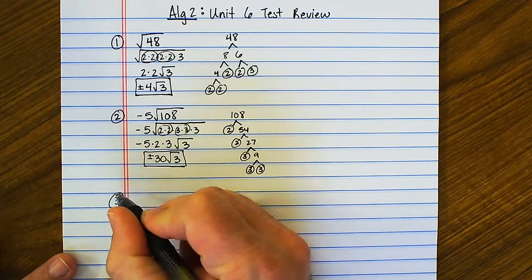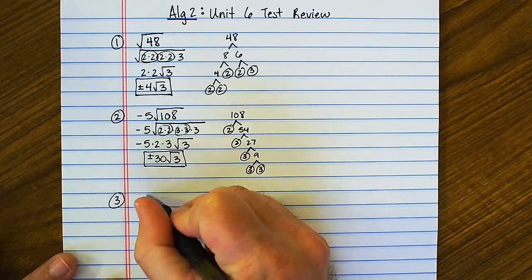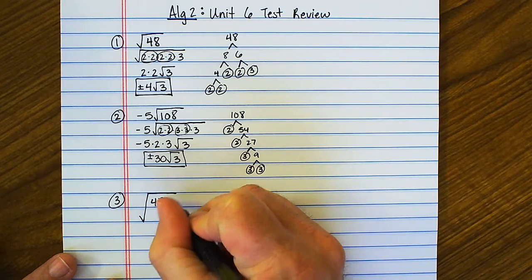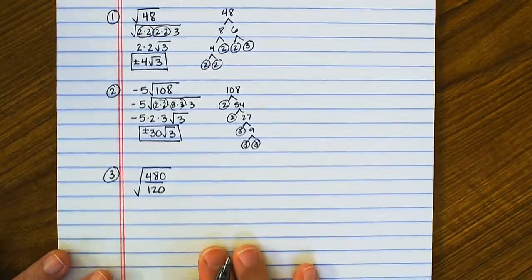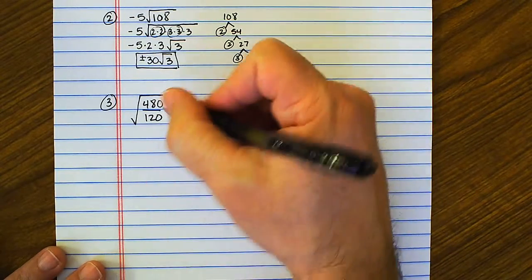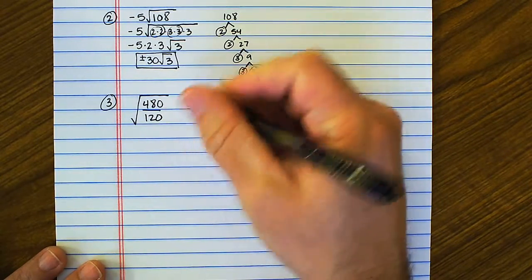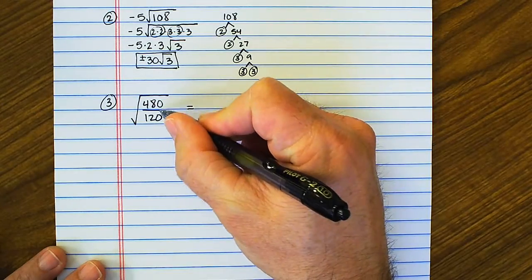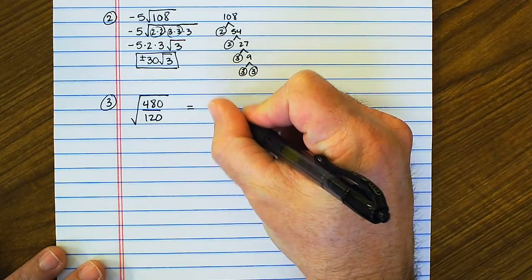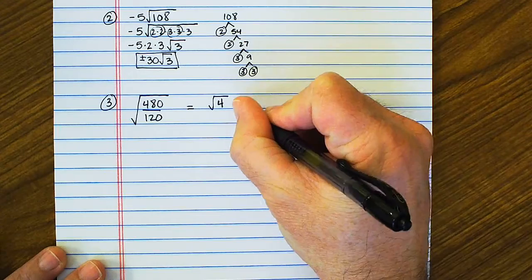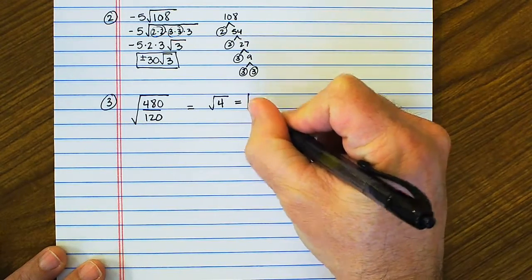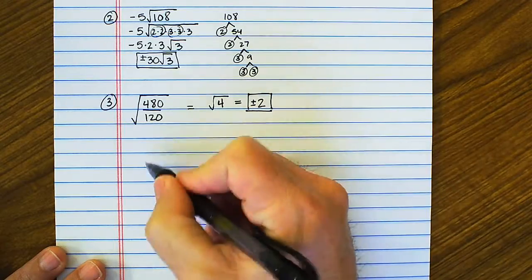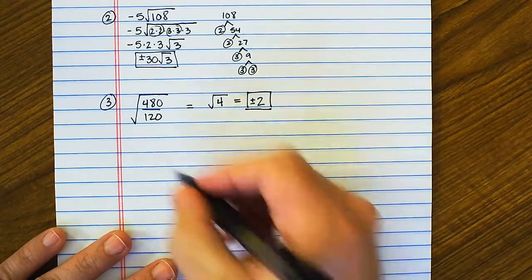Number 3, we've got radical 480 over 120. You know, honestly, just to show you this real quick, this won't normally happen. 480 divided by 120 is 4, so this is just radical 4, which is a perfect square, which is just 2, so plus or minus 2. Okay, I'm going to work down and show you the other way.